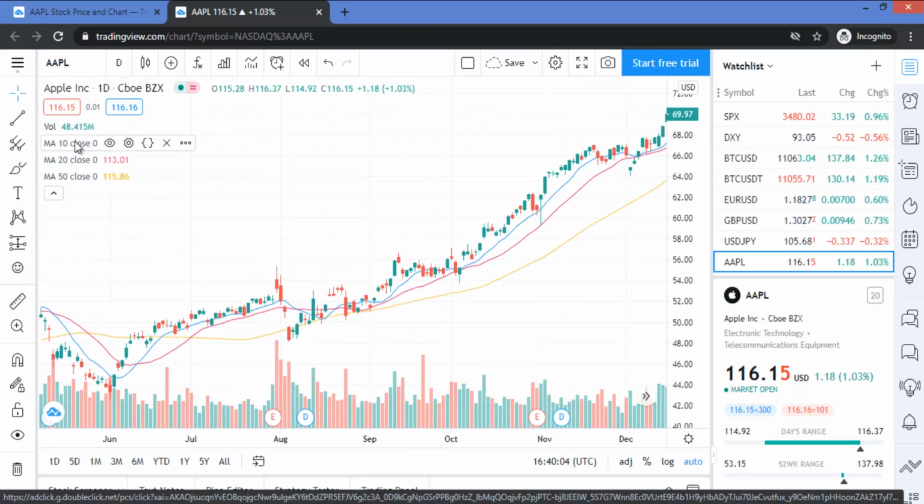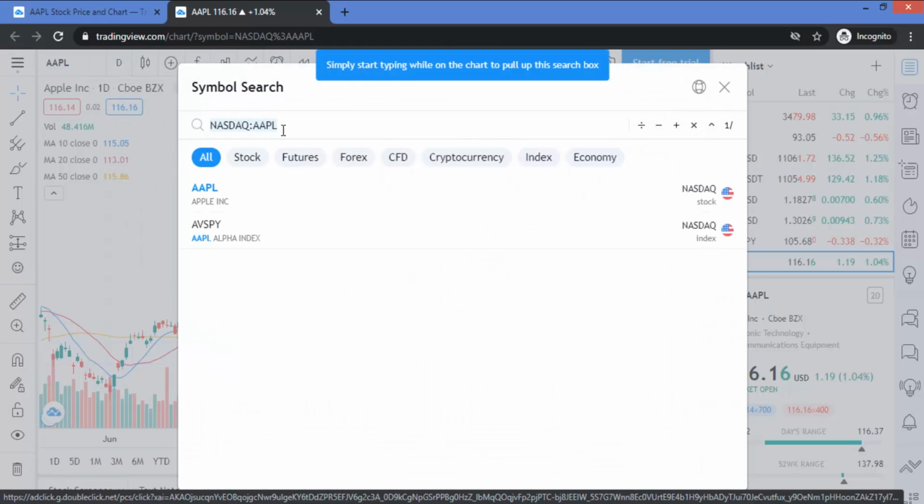Okay, so here I've taken 10-day, 20-day and 50-day moving averages. You are free to take your own choices. You can try out different combinations of moving averages and check out which combination provides you the most profitable trades. So we can also check out a different company. Let's check out Microsoft.